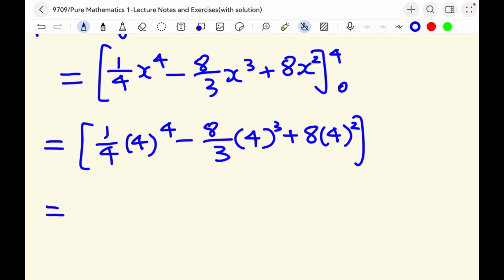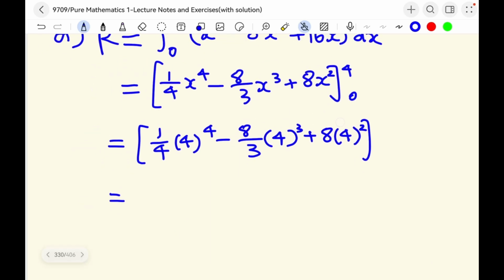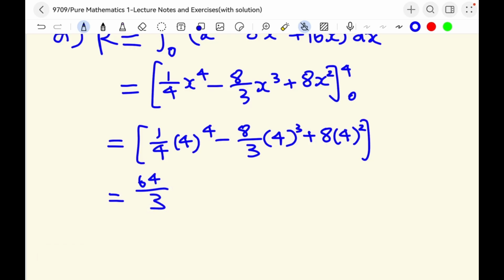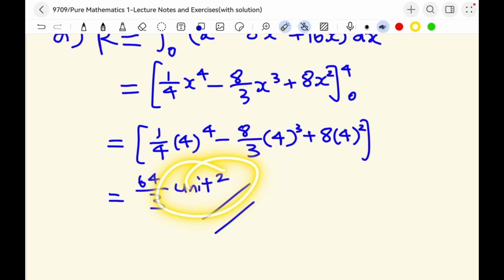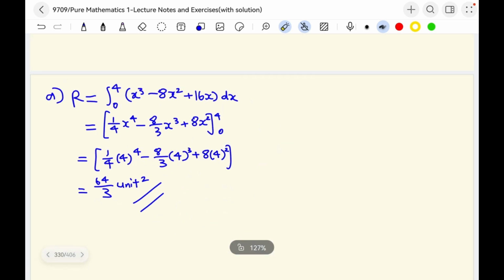Okay, so it's actually 1 over 4 times 4 to the power of 4, minus 8 over 3 times 4 to the power of 3, plus 8 times 4 squared. You will get 64 over 3. Yeah, this should give you a positive value. This positive scalar value is the area under the curve from 0 to 4 units. You are encouraged to write the unit squared behind, even for the volume as well.